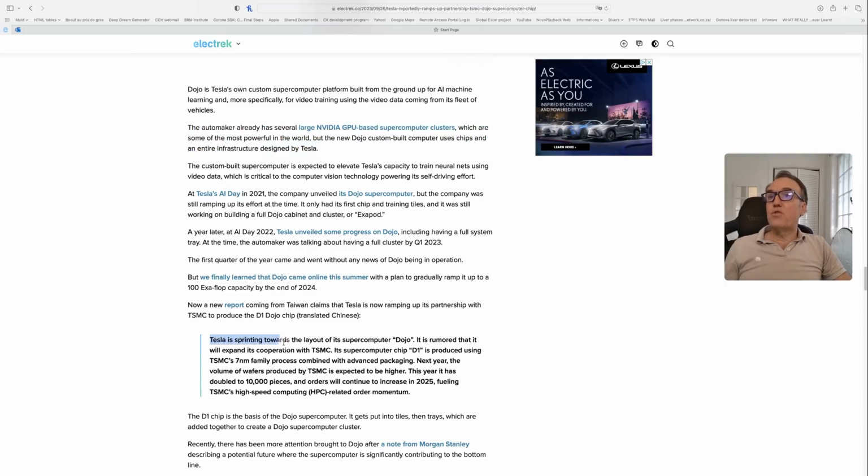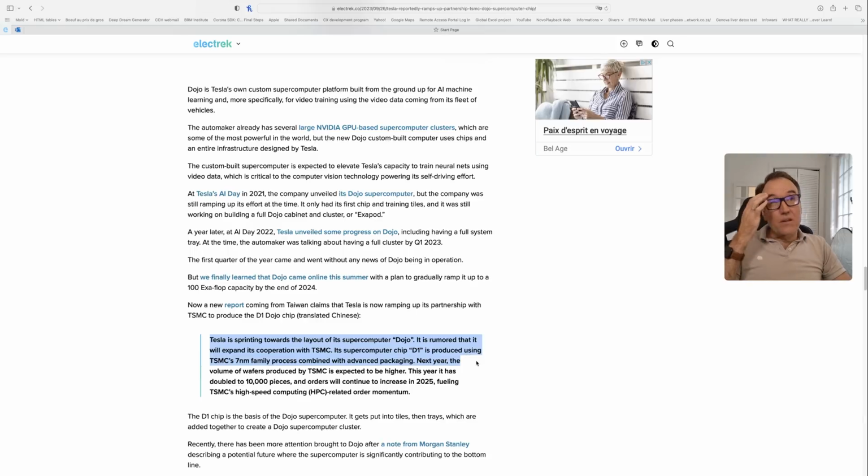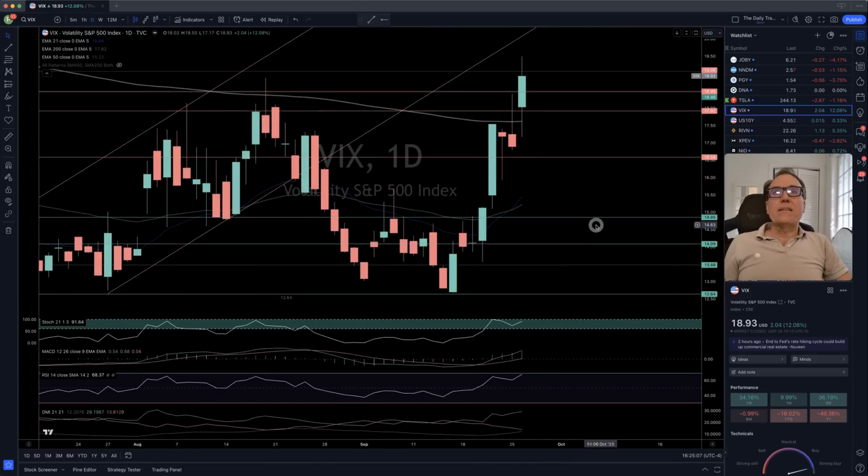Tesla is sprinting towards the layout of its supercomputer Dojo. It is rumored that it will expand its cooperation with TSMC, producing on the 7 nanometer family process combined with advanced packaging. This is not the most up-to-date technology, but I guess because this won't go into an iPhone, I guess size might not matter as much. Okay, let's take a look at the VIX.